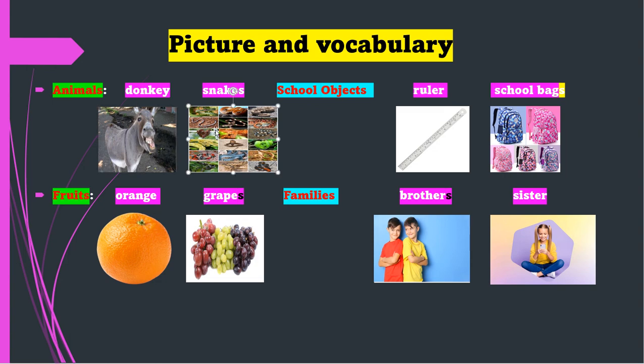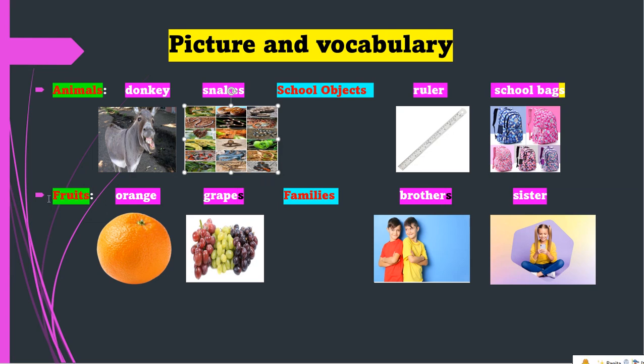And next we have snakes. Okay, so snakes, I think you know this one already. So this one is part of animals too. So we have the harmful and poisonous animals. So snakes, you must be careful. But some snakes do not bite, they are not poisonous, but some snakes are dangerous too.